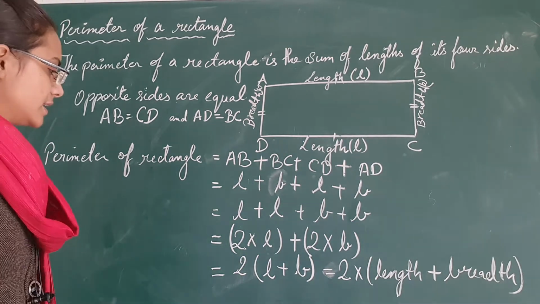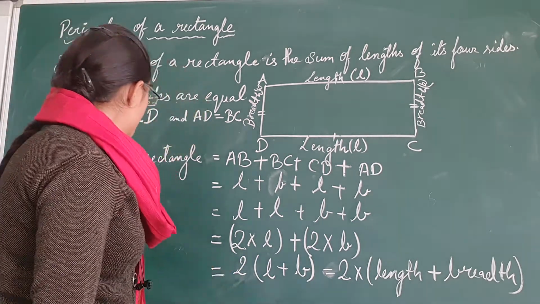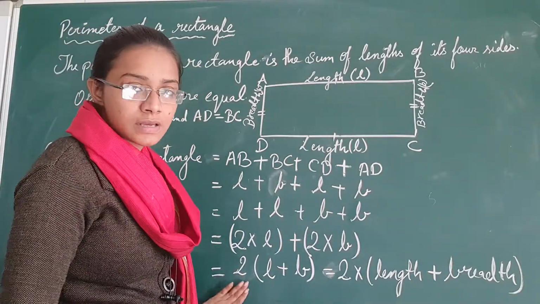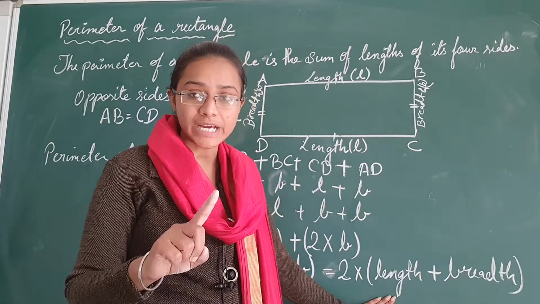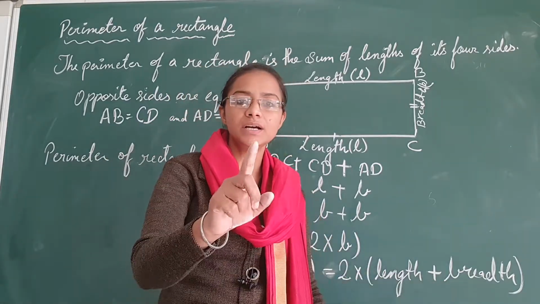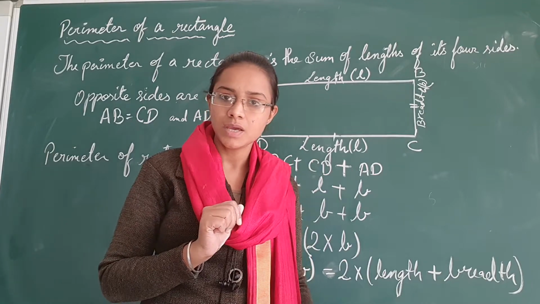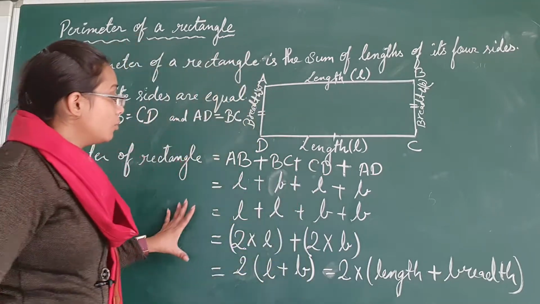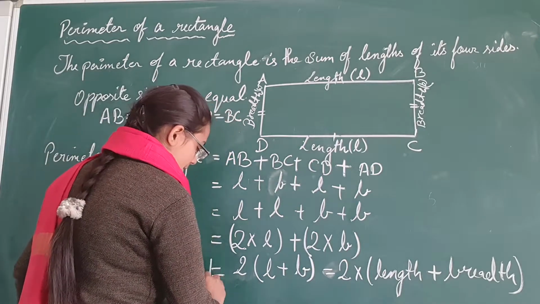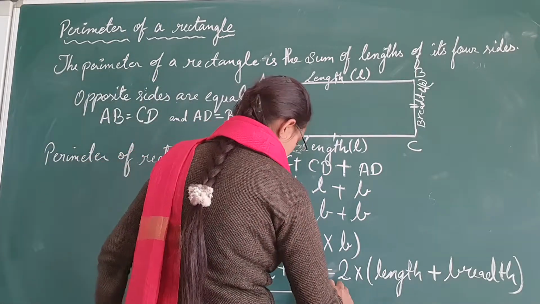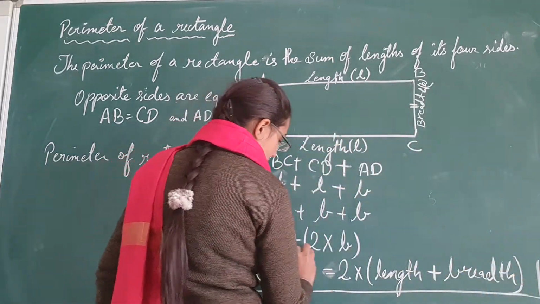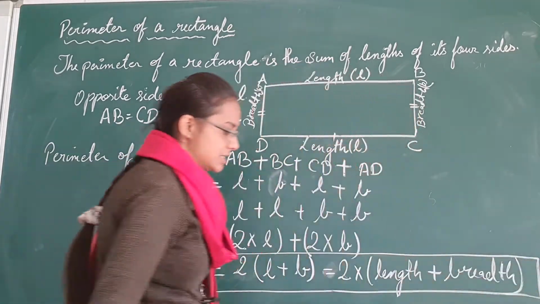So we can say here that the perimeter of a rectangle is 2 times the sum of length and breadth of a rectangle. This is the formula for the perimeter of a rectangle: 2 times the sum of length and breadth.